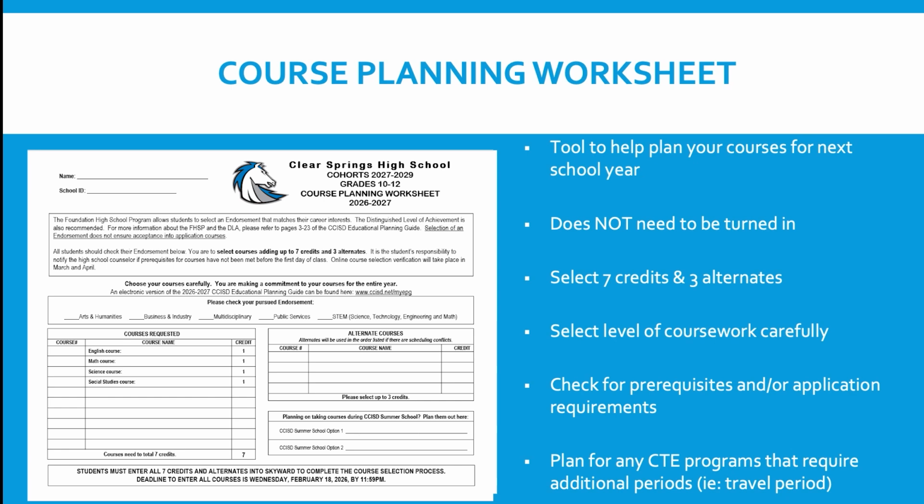Be sure to plan for a total of 7 credits. Then, plan your alternates. Be sure to list at least 3 to 4 alternates. These are often used by counselors when there is a conflict with your schedule. Lastly, be sure to write in the course numbers along with the course name. This will be helpful when entering your courses into Skyward.